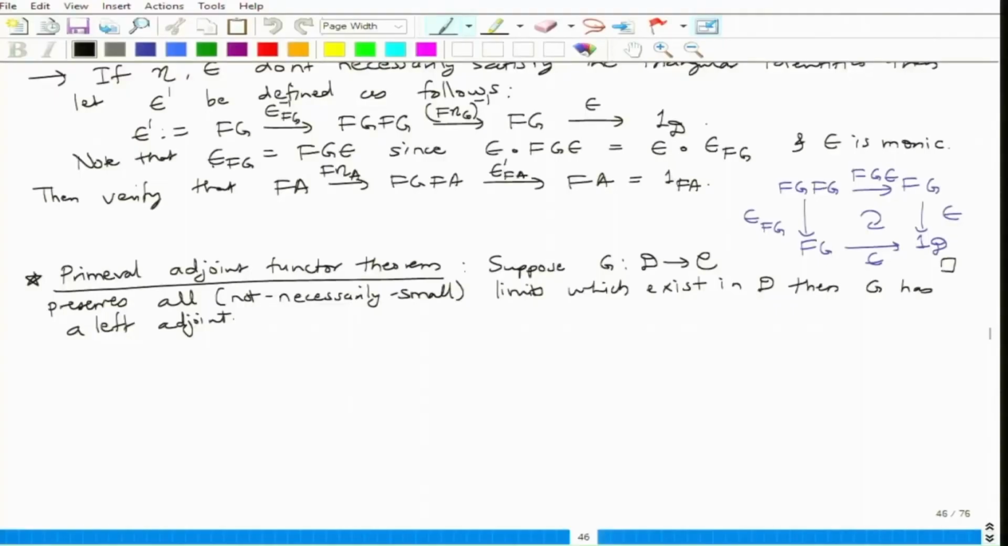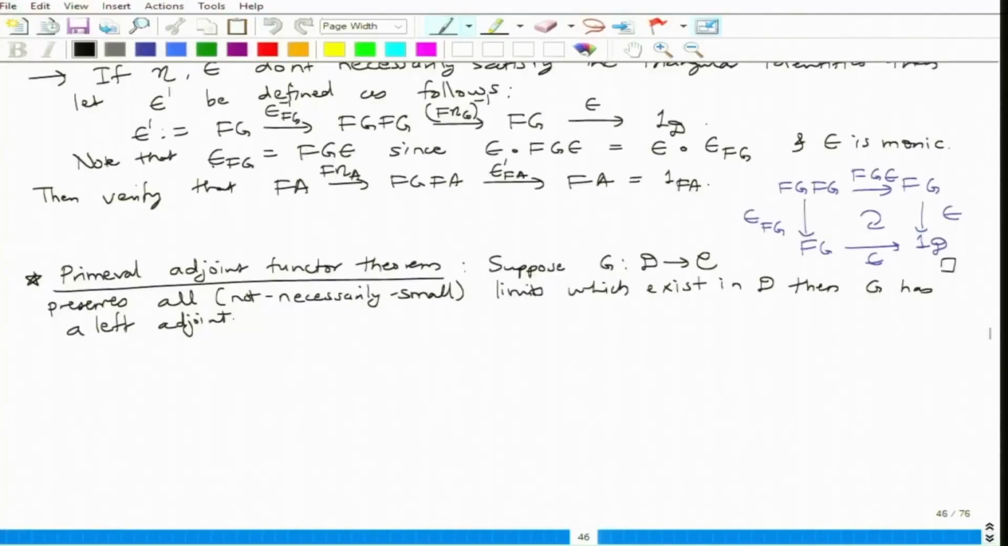So the last time we left after stating this theorem, this is the primeval adjoint functor theorem. Maybe some of you have some question about the word primeval. Primeval simply means that it came first in the history. I mean, what is the simplest possible thing that you can think of?